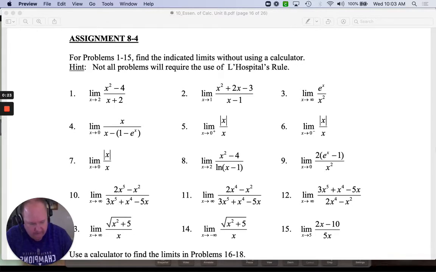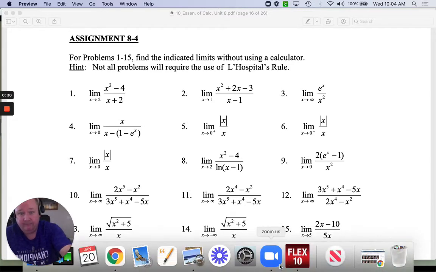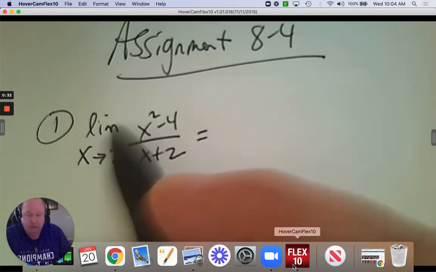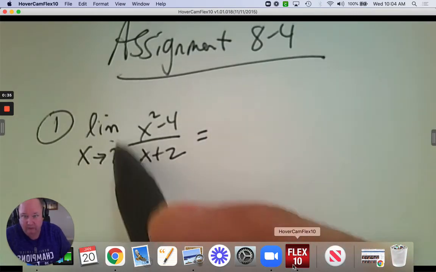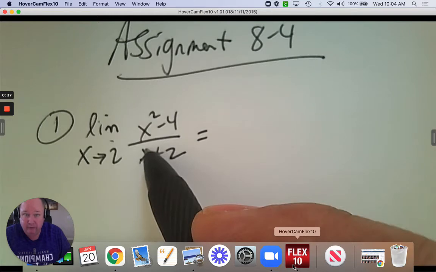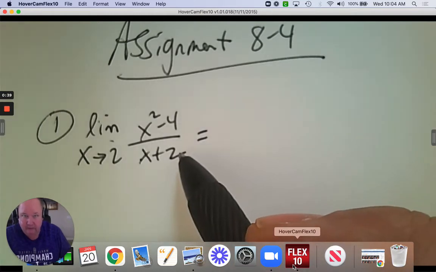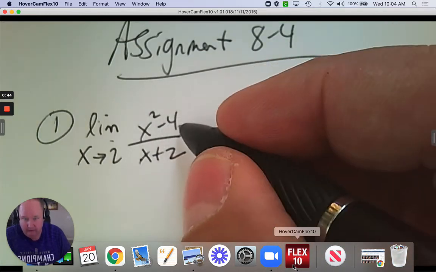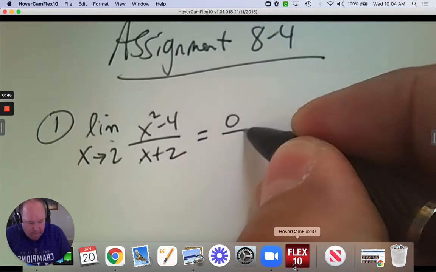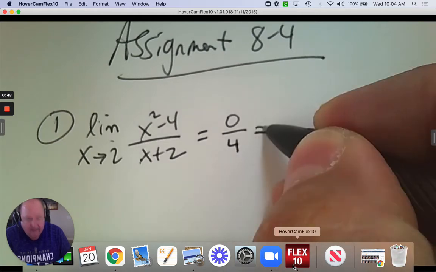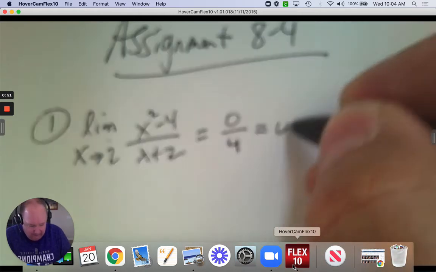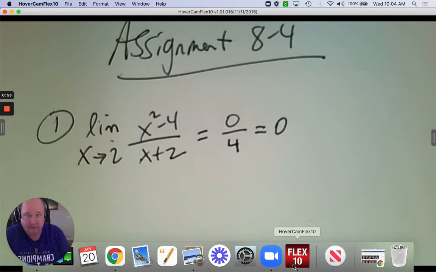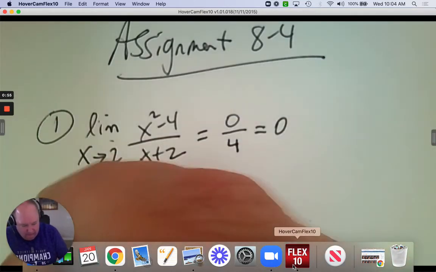The first step to any limit is that it's a substitution question before you do anything else. So when I look at number 1, the first thing I should do is understand it's a substitution question. If I substitute in and I can't evaluate it, then I need other tools. If I substitute in, I get 4 squared subtract 4. That's 0. And then 2 plus 2, that's 4. And 0 divided by 4 is an answer. That's not undefined or anything like that. The answer is 0. Done.